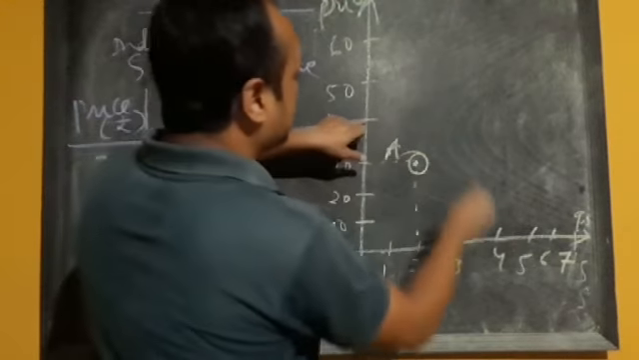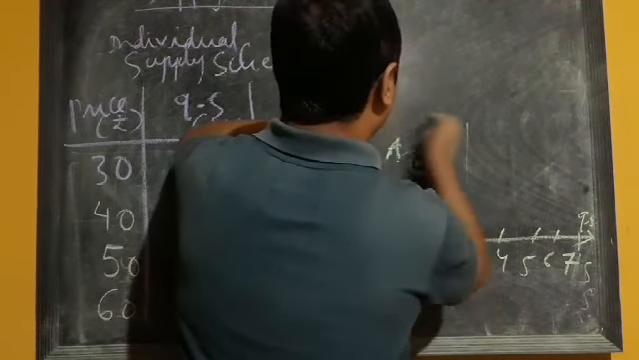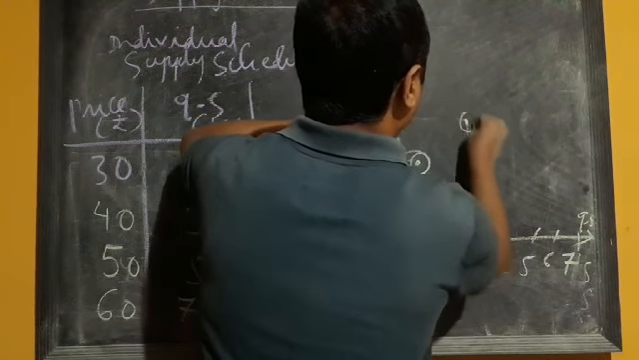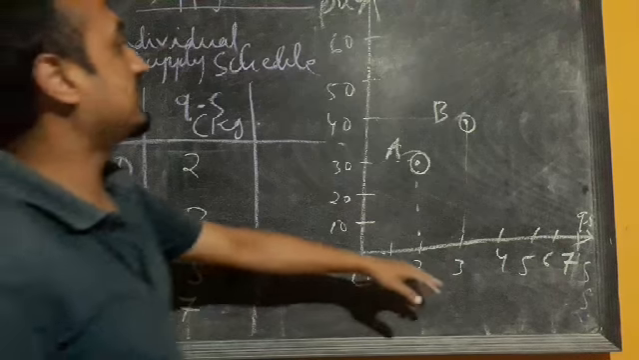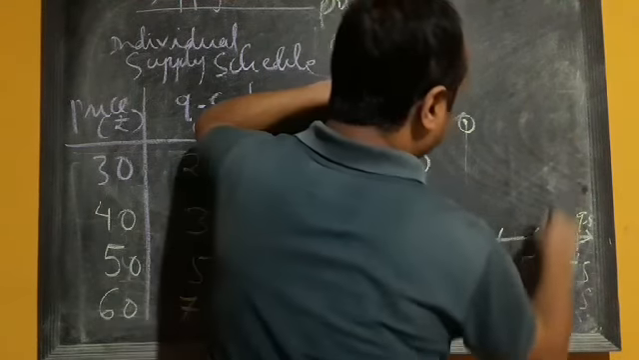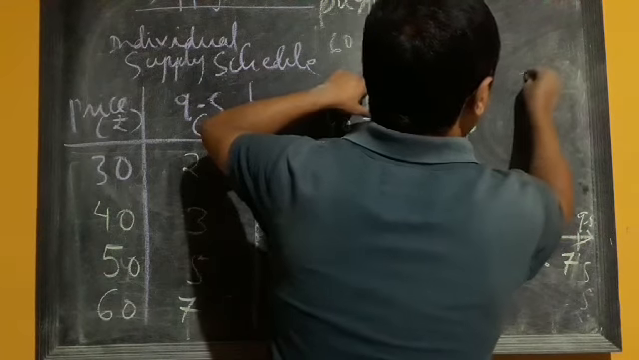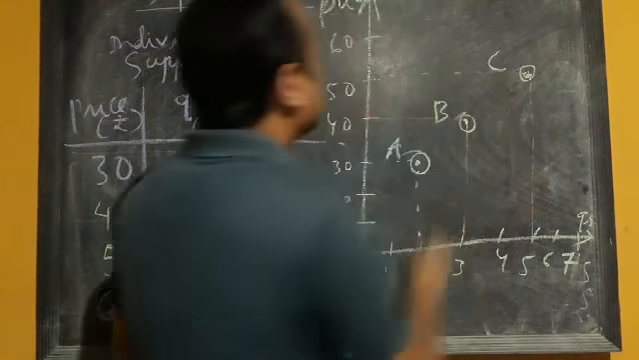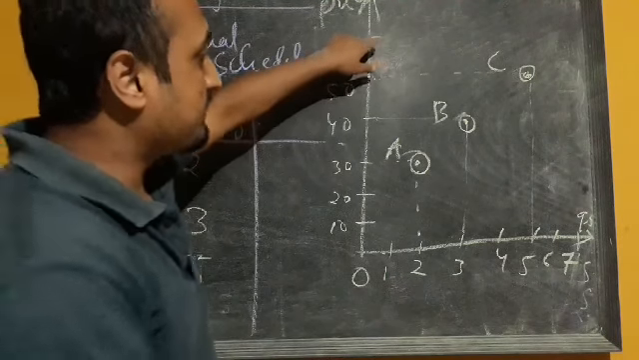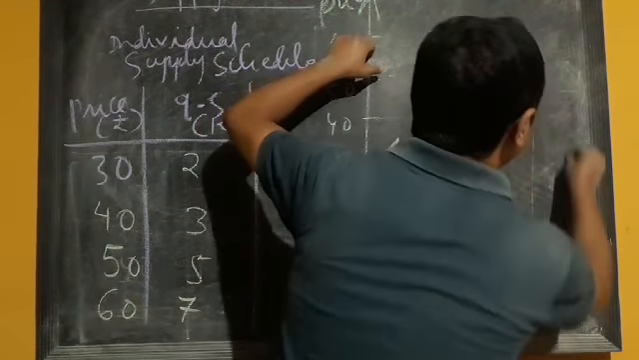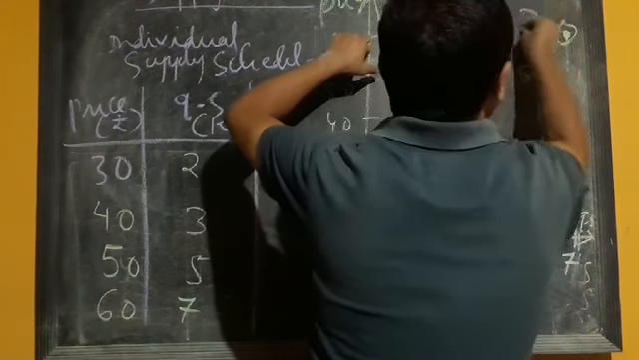So when price is 40, quantity supplied is 3, just straight of this. Okay, this is point B. Now when price is 50, quantity supplied is 5. So price is 50, quantity supplied 5, just straight of this. Okay, this is point C. Similarly, when price is 60, the quantity supplied is 7. So 7 is here, just straight of this. So this is point D.